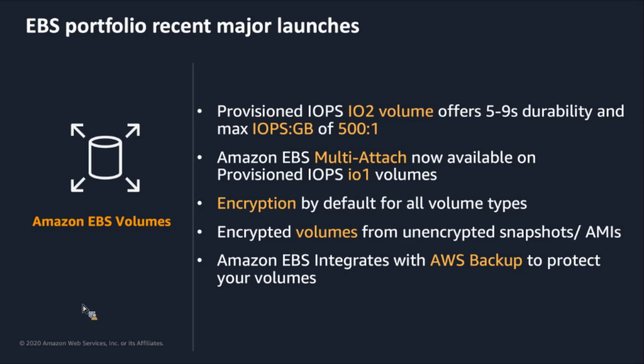And we have added encryption by default from your region, with a single click, or you can use a CLI or an API change to make encryption by default, and encrypted volumes you can create from unencrypted snapshots and AMIs. The AWS Backup service integrates with EBS to protect your data. In addition to EBS Snapshots and EBS Data Lifecycle Manager, DLM, you can also use AWS Backup if you have that specific workflow in your organization.